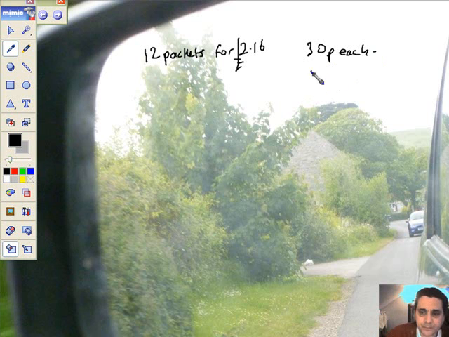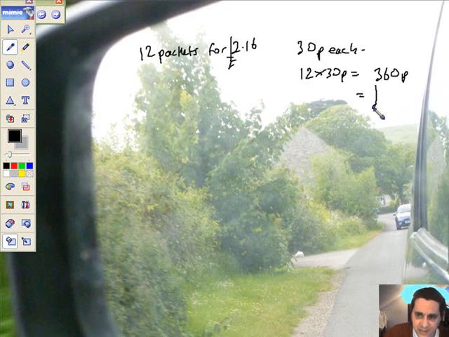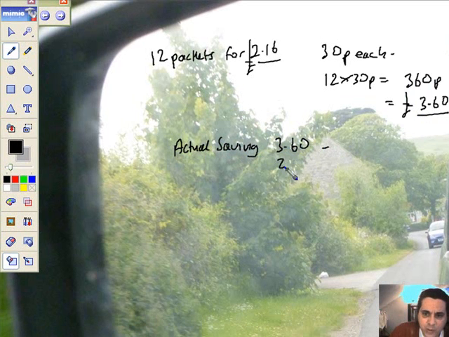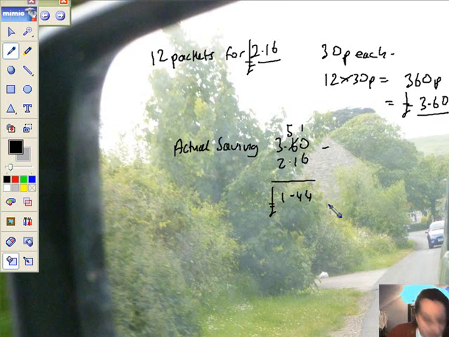Well, let's have a look. 12 lots of 30p. Well, what have we got here? Well, 3 12s are 36. It cost me 360p. In other words, £3.60. What is my percentage saving if I go down this route instead of this route? Well, let's work out my actual saving. I've got £3.60, take away my £2.16, do a quick sum there, borrow from you, give it to you, so that's going to be 144. So 144 is going to be the saving.